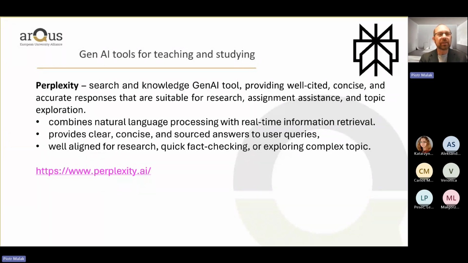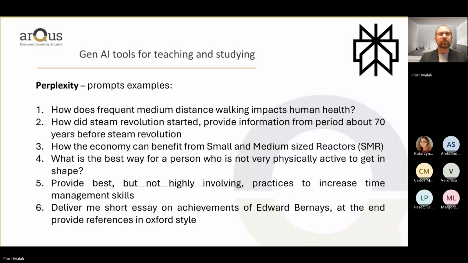some revision to the result. And what's the advantage of this tool? We can communicate with it using natural language, and answers are also provided in natural language. Those are not citations from different web sources. This is nicely formed text. It's well aligned for research and quick fact checking for exploring complex topics. And some example prompts.